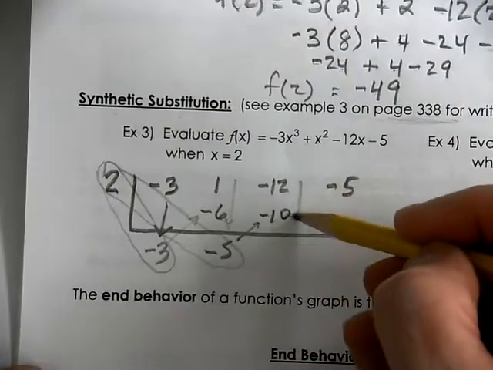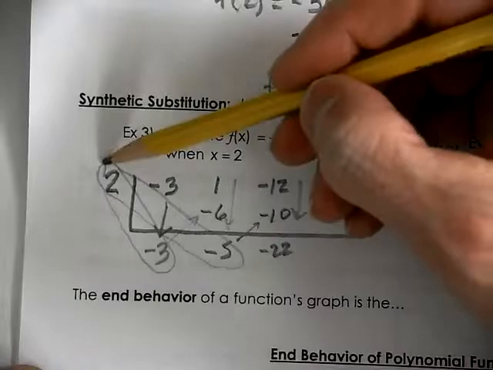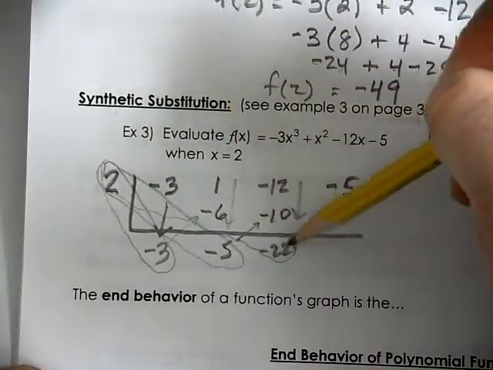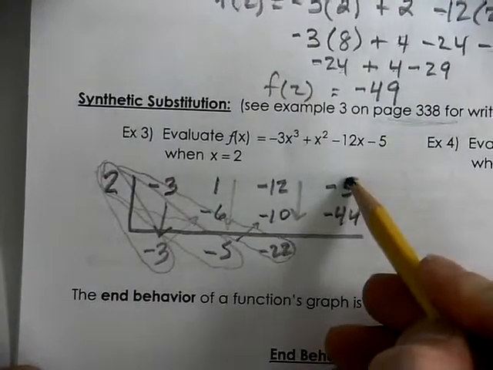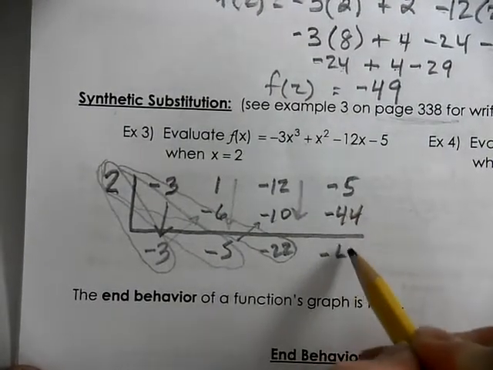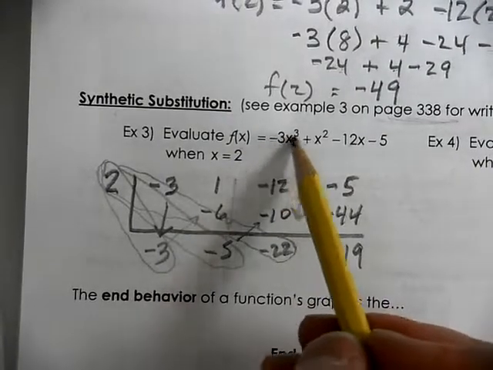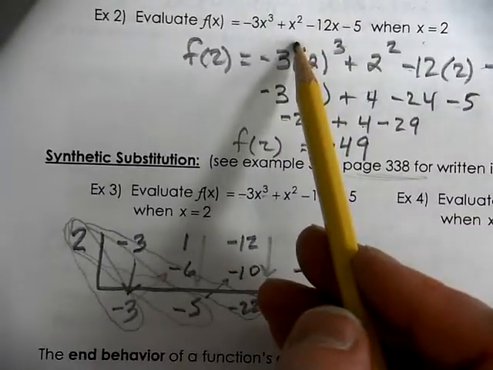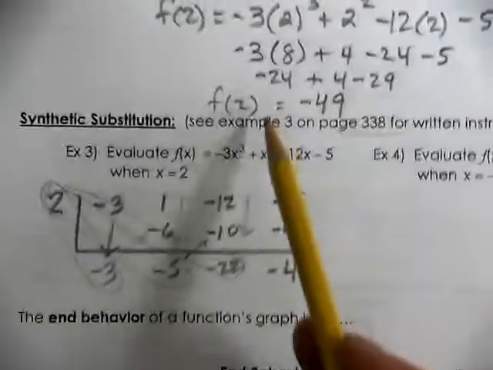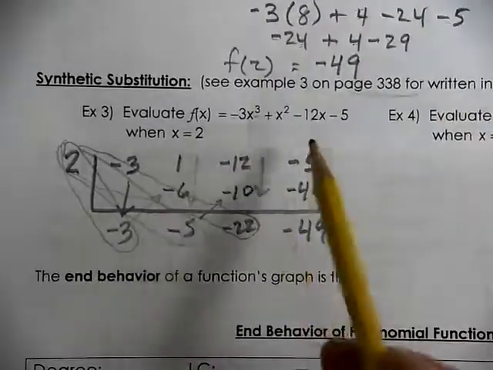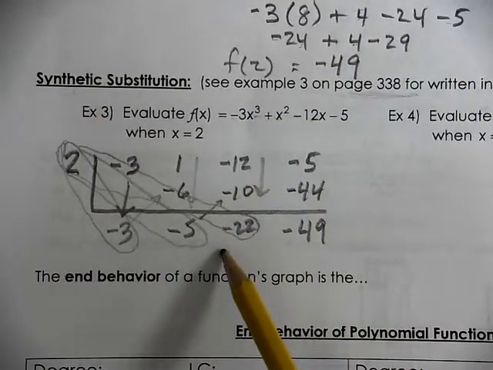You add these together, get negative 22, multiply to get negative 44, and look what we get, negative 49. Notice that this problem was the same as what we did the first time. With the same x, the same problem, we did it with direct substitution, and we did it with synthetic substitution.